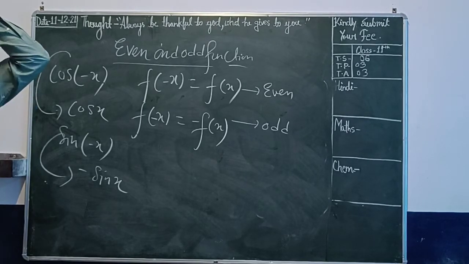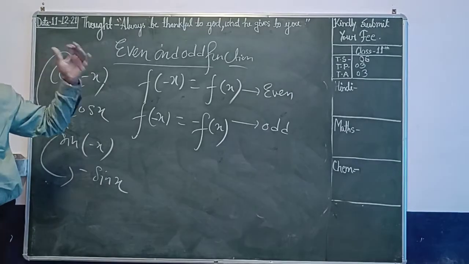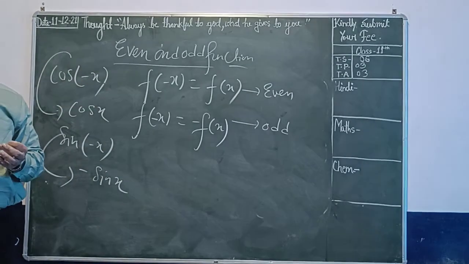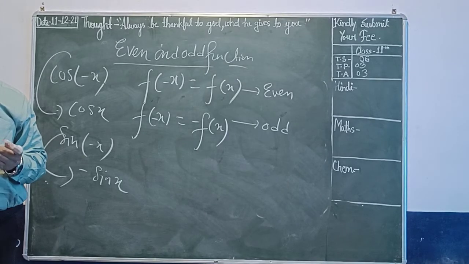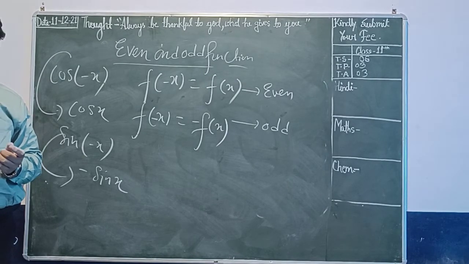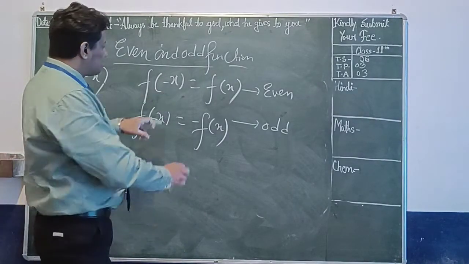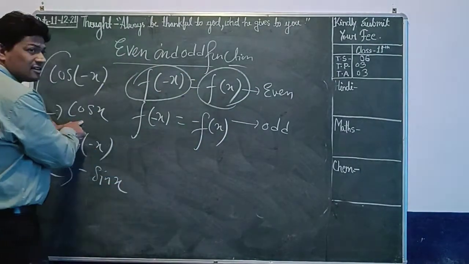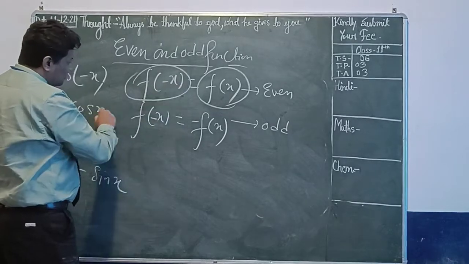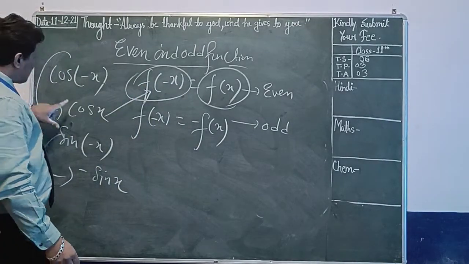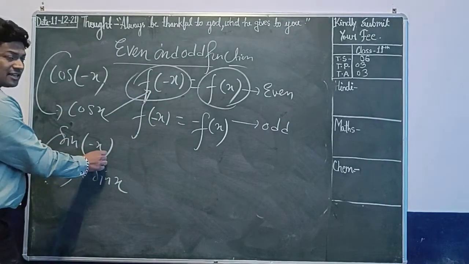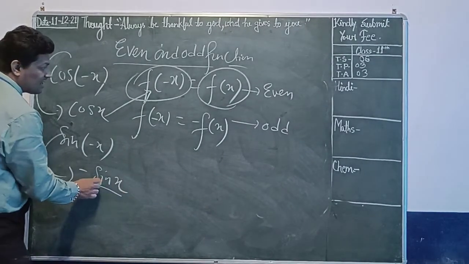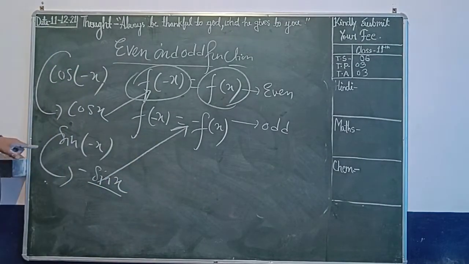Tell me, how many of you know which one is following the criteria? If you are talking about cos minus x, you are getting cos x. This one is an even function. If you are talking about sine minus x, you are getting minus sine x. Sine will be an odd function.